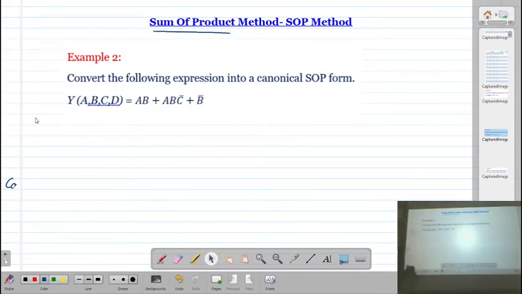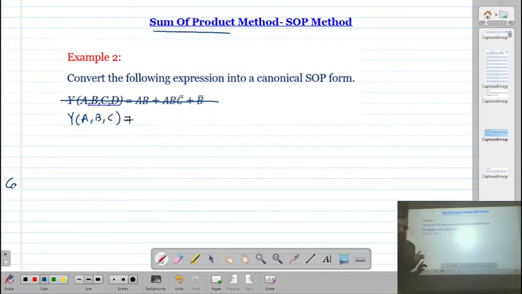So here again you have to convert this into a canonical form. In the first term only A, B, the two variables are there, but your function is of four variables A, B, C and D. Correct? Then the second one is A, B, C bar plus A, B bar is present. Again here there is a printing mistake, so I am correcting this example, and instead of this we write it as a function of only A, B, C.